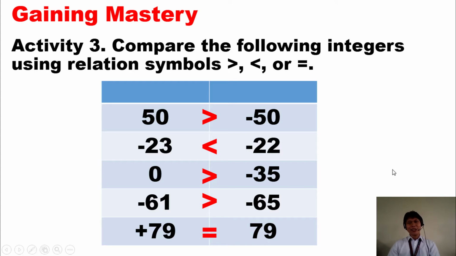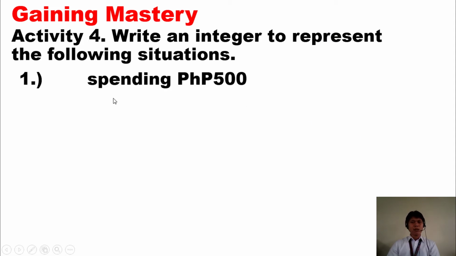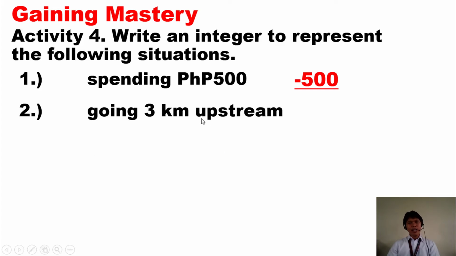Did you get all the correct answers? Okay, very good. And I guess this is the last activity. Activity number 4. Write an integer to represent the following situations. We have number 1, spending 500 pesos. Okay, so it is negative 500 because you spent it. Okay, number 2, going 3 kilometers upstream. Okay, it is positive 3.